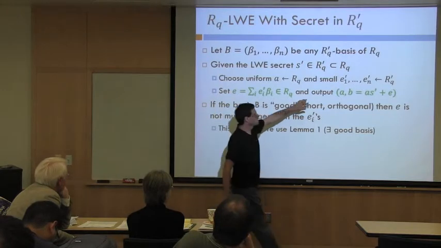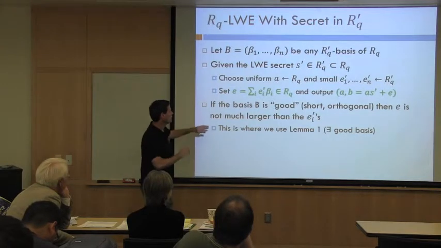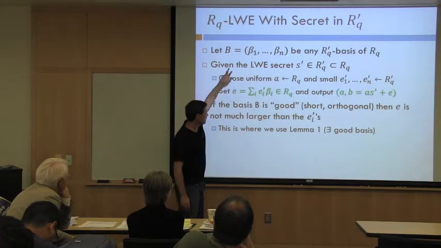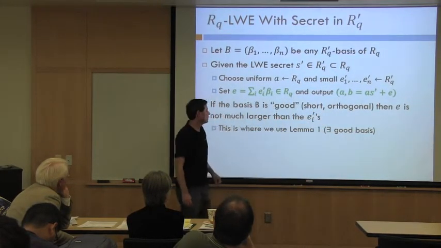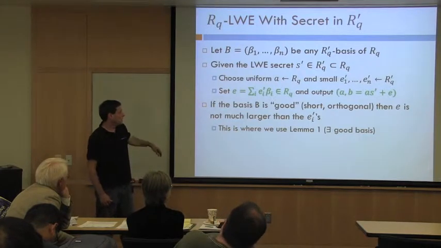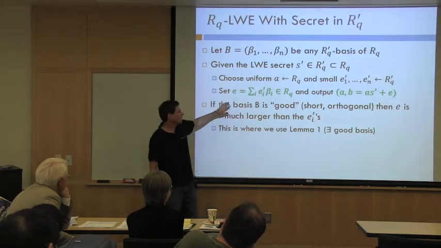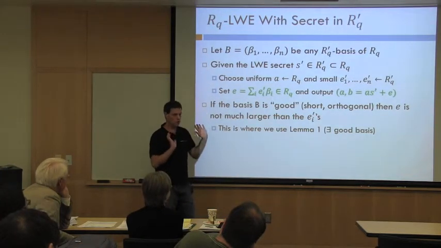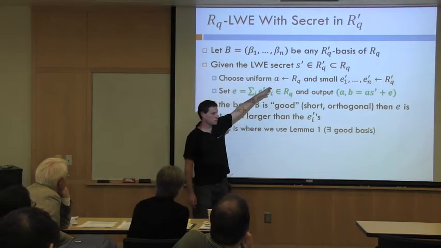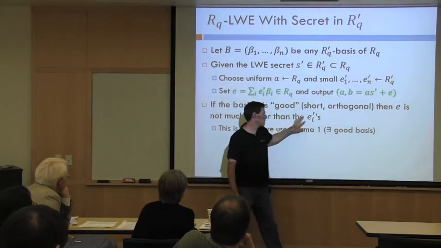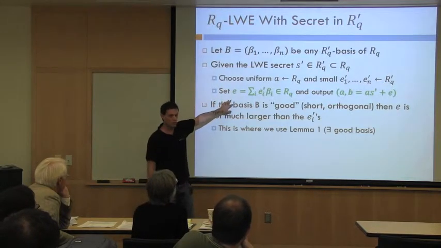And choose all these little error vectors in the small ring and get an error vector as a linear combination of them relative to the basis. And then use that for your LWE instance. And here is where we use the first lemma that we had. If this basis is good enough, if it's roughly orthogonal, then if the E_j's were small relative to whatever they needed to be small down here, then the E would be small relative to whatever it needs to be small up here.